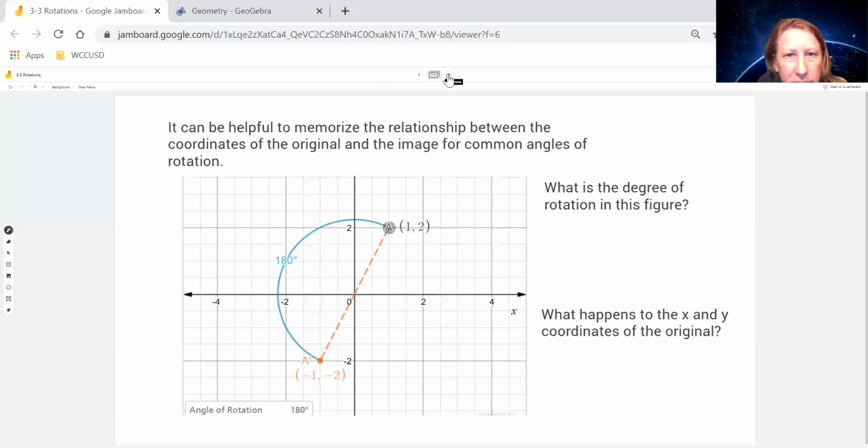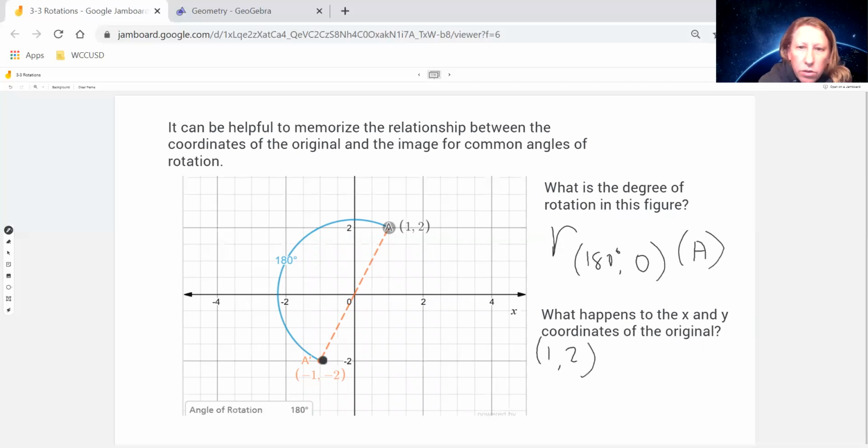Let's look at another one. This one is one of my favorites. So what if I want to swing point A halfway around the circle? What if I want to swing it exactly 180 degrees? So what happens to the coordinates? This is a rotation of 180 degrees about the point O, which is the origin. And we're doing that to point A. And we want to know what happens. So the original was 1, 2. And the image after 180-degree rotation was -1, -2.